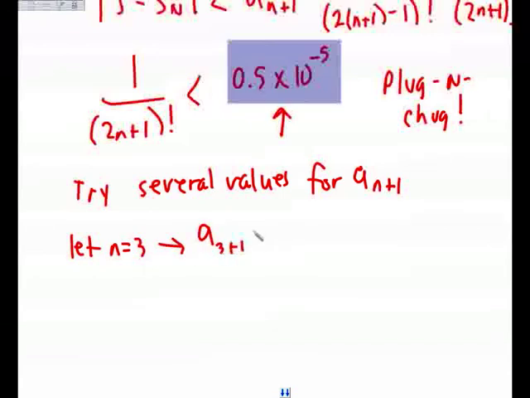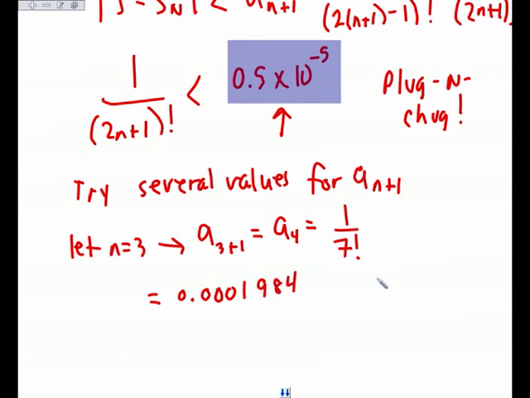Well, how does 1 over 7 factorial compare to 0.5 times 10 to the negative 5? I believe that this is 0.000194, and we want to know how that compares to 0.000050. Well, that's definitely larger. So an n value of 3 is not sufficient.